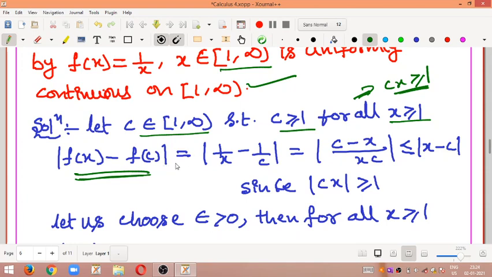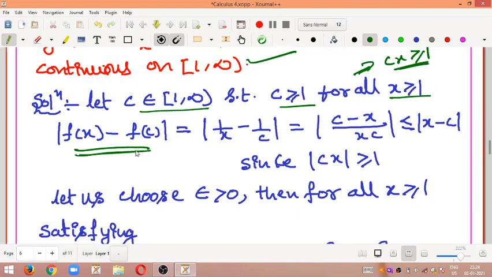If it is less than or equal to mod x minus c, then we say that f is uniformly continuous. For that purpose, mod f of x means 1 by x, f of c means 1 by c. Simplifying, we get mod c minus x by mod cx. Since mod cx is greater than or equal to 1, this value is less than or equal to mod x minus c. So we get mod f of x minus f of c less than or equal to mod x minus c, which is in the form of c times mod x minus c.